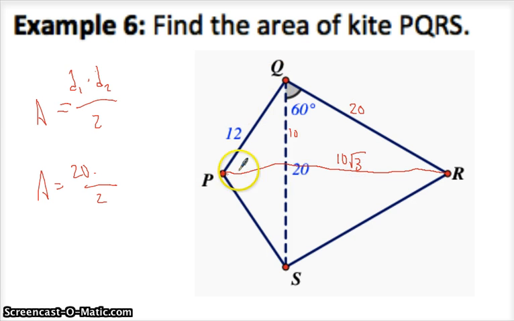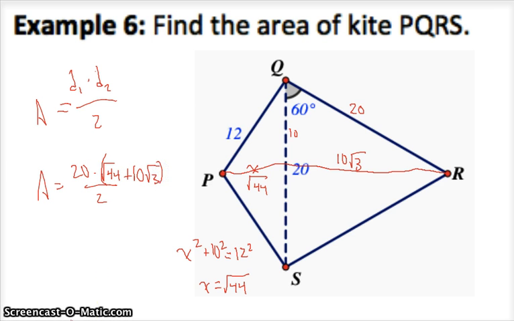If this is 10 and this is 12, I can do Pythagorean theorem again. X squared plus 10 squared equals 12 squared. So x is going to be the square root of 44. So this is the square root of 44. This entire diagonal is the square root of 44 plus 10 square root 3.